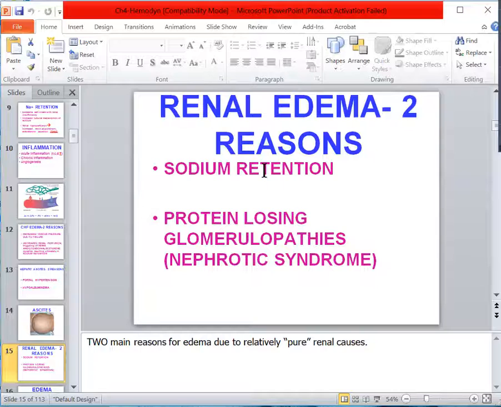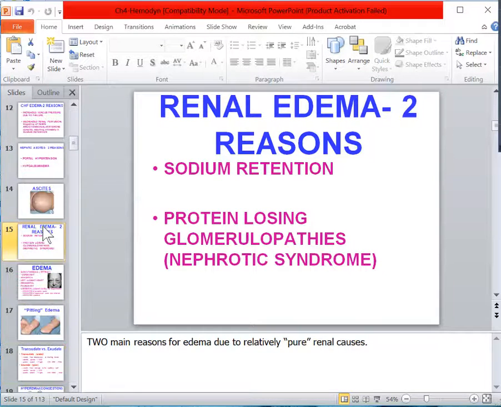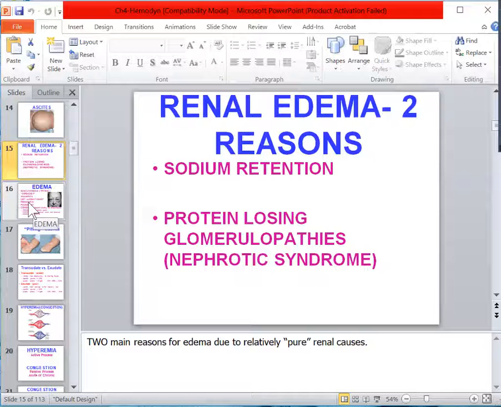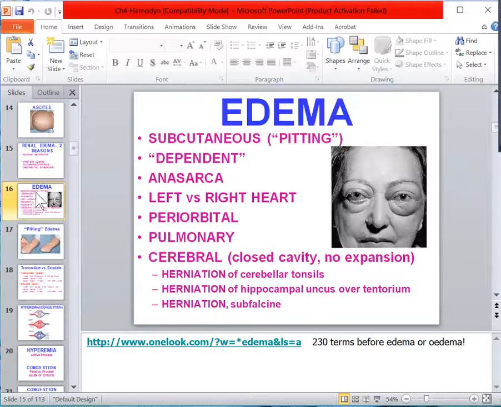The other thing is sodium retention. Many types of kidney disease result in increased tubular resorption of sodium, and therefore hypernatremia in itself would also indicate excess water as well. See, I told you this was going to be very clinical.